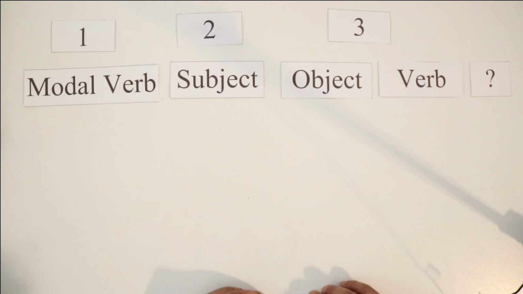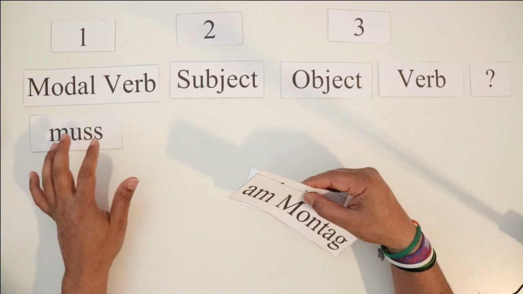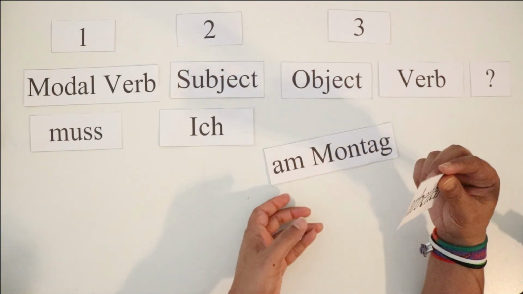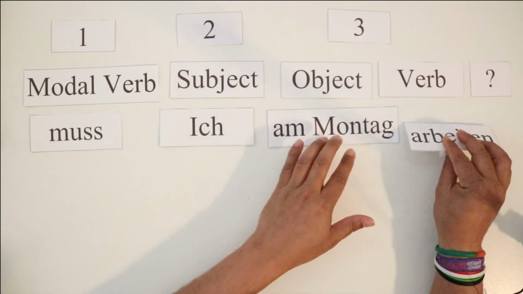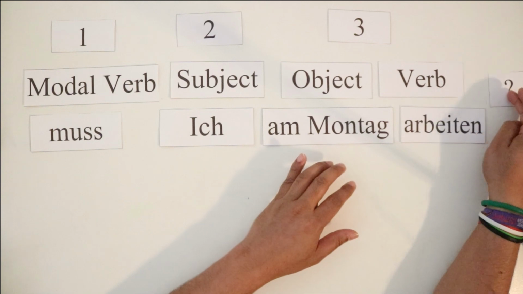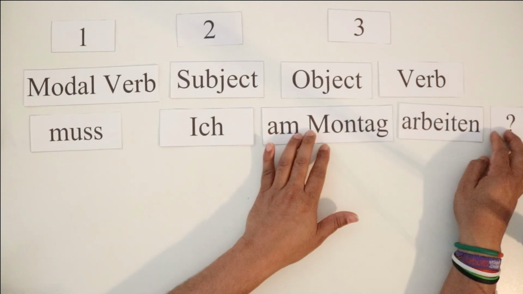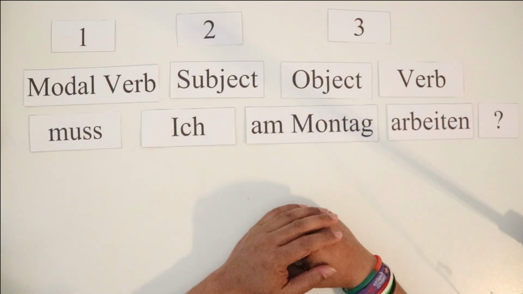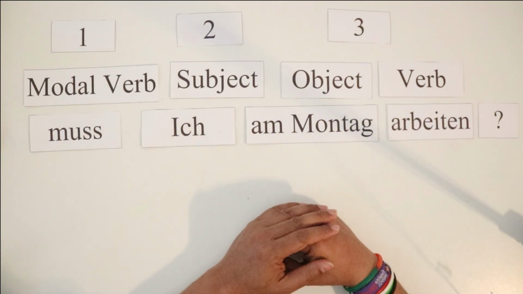Okay, so now if we see muss as the modal verb, the subject is ich, then the object will be am Montag, and then the verb will be arbeiten in infinitive form. So the interrogative structure will be: muss ich am Montag arbeiten?